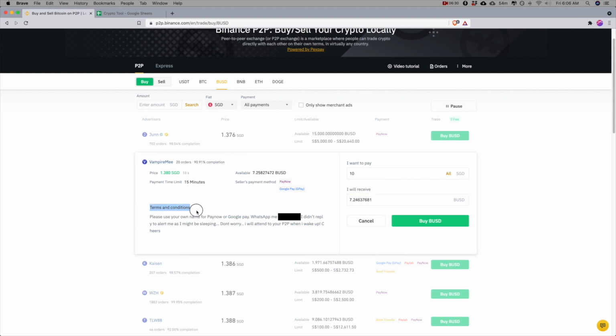So it's always good to look at the terms and conditions over here. Usually people will give their number and their instructions about how they want to manage the transaction. So this person says, WhatsApp me on this number. And if they haven't replied, they might be sleeping. So let's see what happens when we go next.